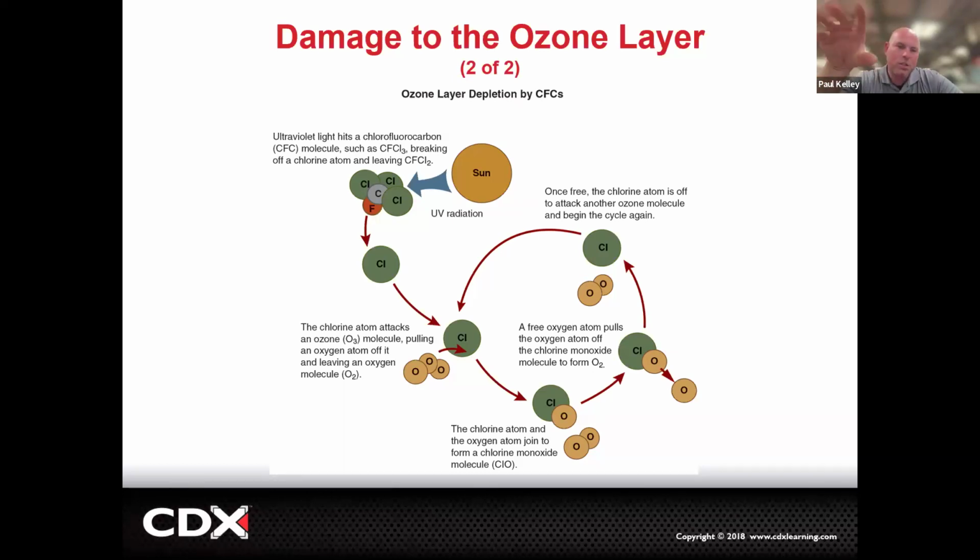Does that make sense? So the cartoon of this would be, here's your R12, sun hits it, chlorine breaks off, goes over here and steals one of the oxygens, hangs out with it for a bit. It ruins the ozone, gets a new one, gets rid of it, gets a new one, ruins that ozone, gets rid of that one, gets another ozone, gets rid of that one. This thing just goes around. It's a home wrecker. It's just tearing up the home there.